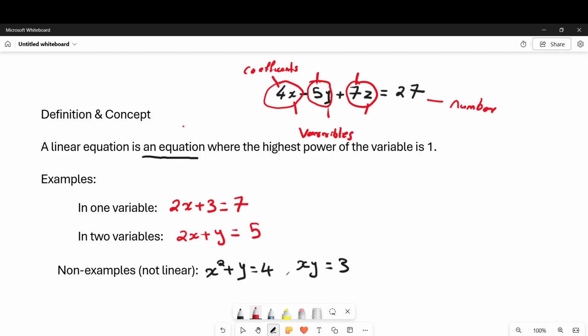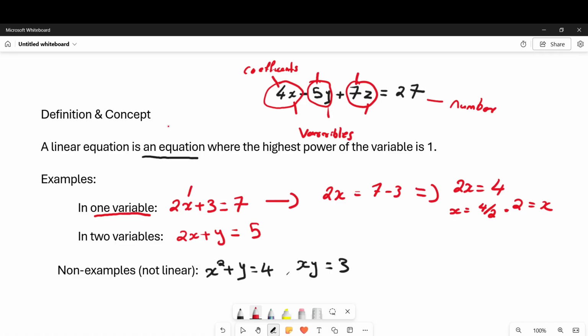A linear equation can have two terms, one term, or any number of terms. For example, take a one-variable linear equation, where there is only one variable in the equation. We can rewrite it like this: 2x equals 7 minus 3, so 2x equals 4. Then 4 divided by 2 is 2, so x equals 2. With a single variable, we can directly find the value of x and solve the equation very easily.